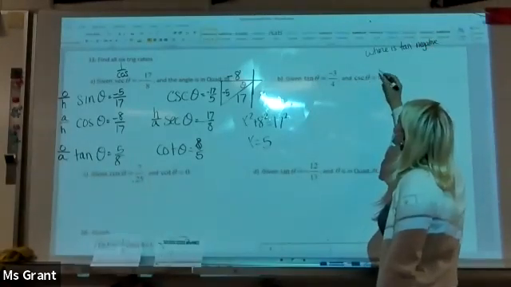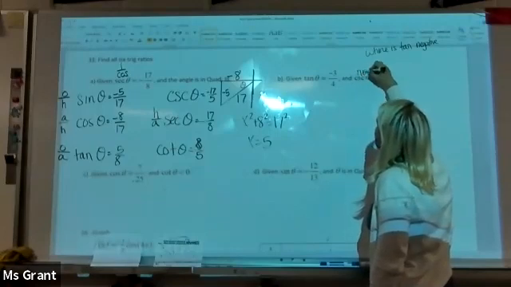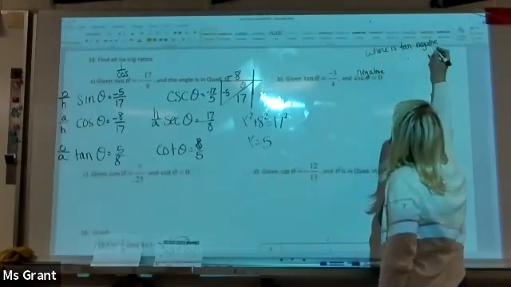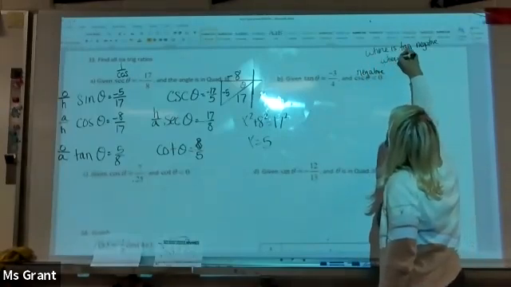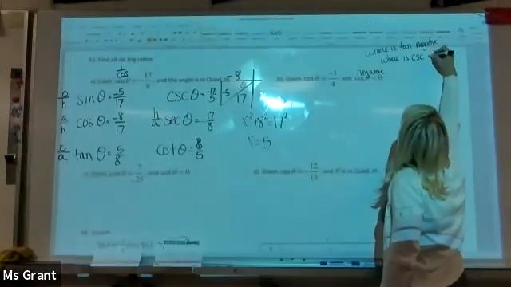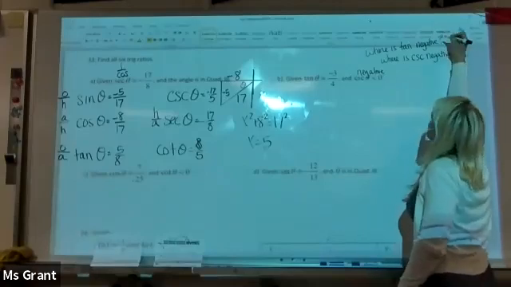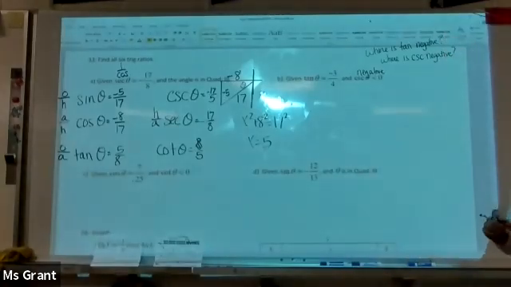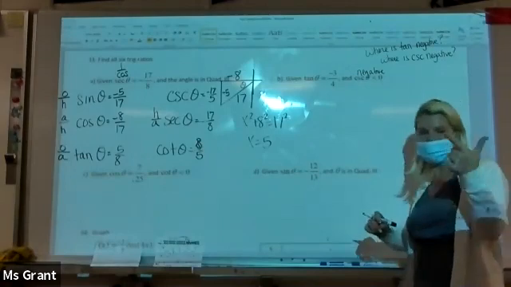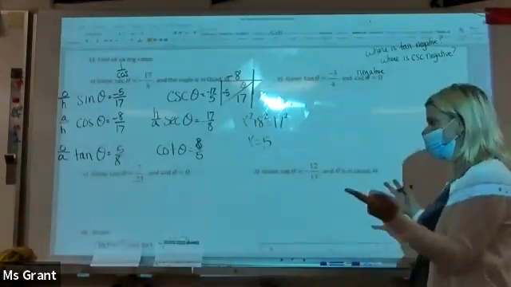And cosecant is less than 0, negative. Where is cosecant negative? So I have two things I need to find out. I need tangent to be negative and I need cosecant to be negative.